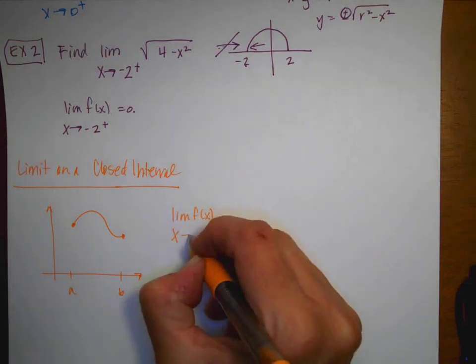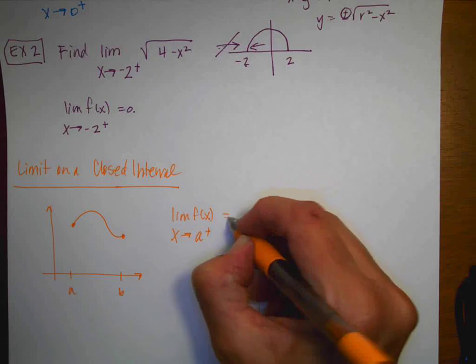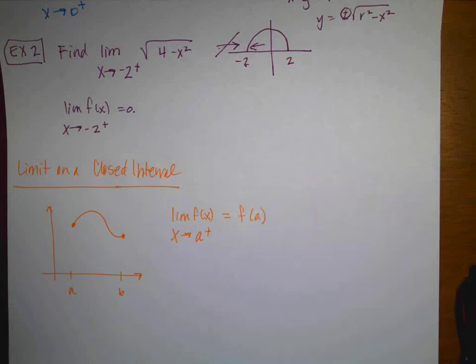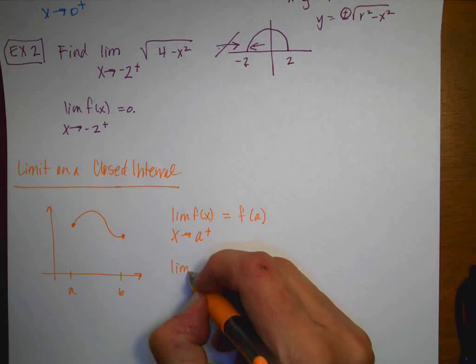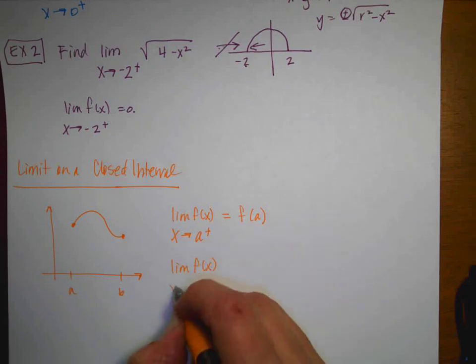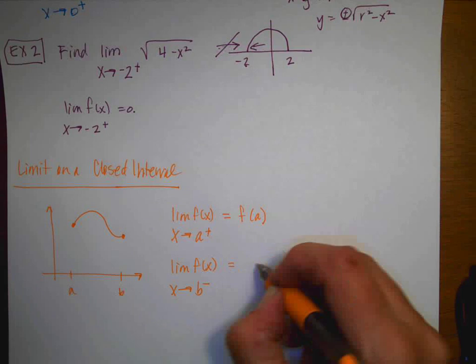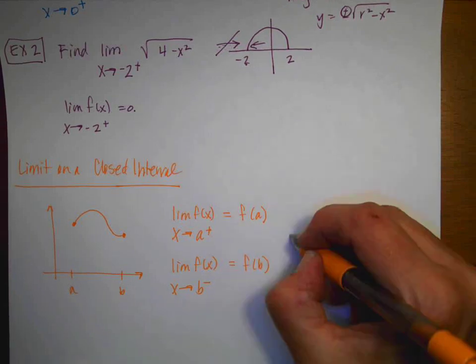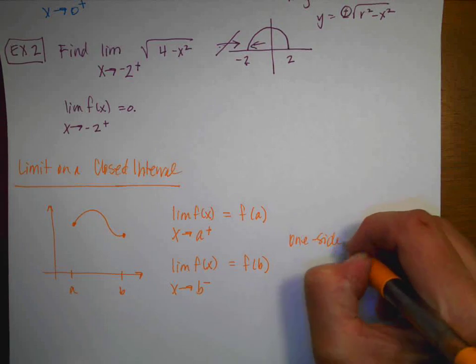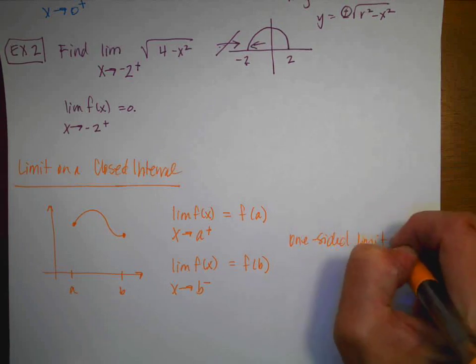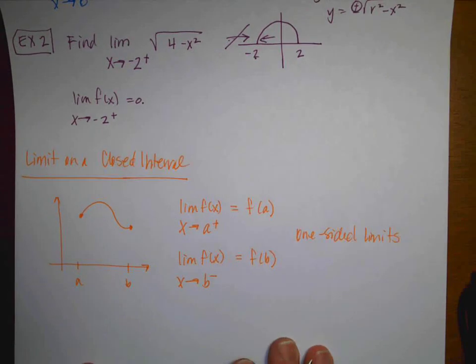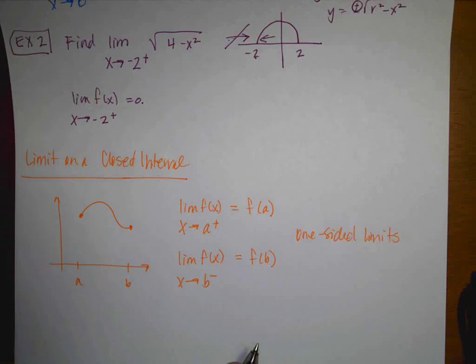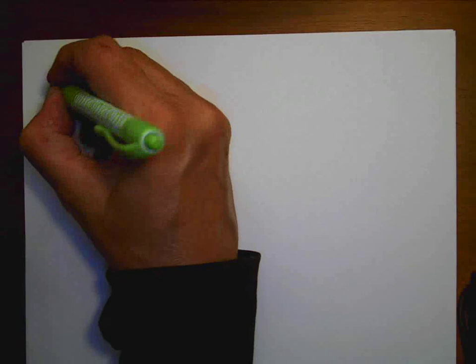So I can say the limit of the function as x approaches A from the right is going to be f of A, and then the limit of the function as x approaches B from the left is going to be f of B. And both of these are one-sided limits. Oftentimes on a one-sided limit, it is helpful if you have a graph because that can help you manage what you're looking at when you consider the limit.